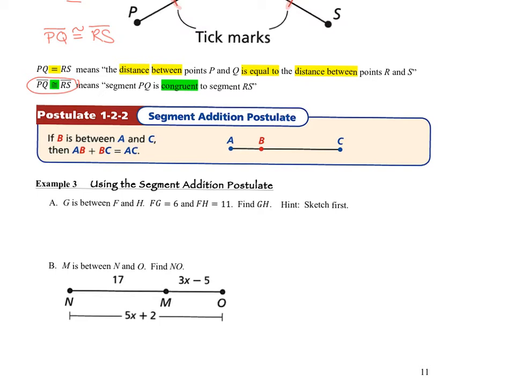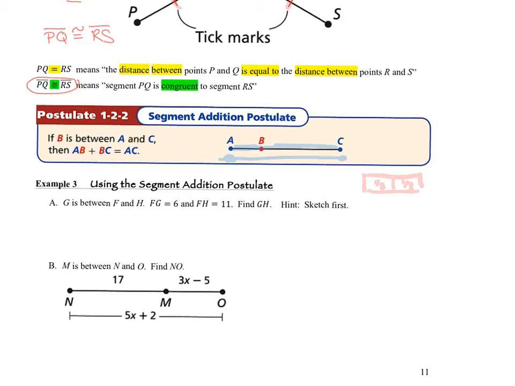Okay, segment addition postulate. Segment addition postulate says if you take 2 segments, like AB and BC, then it adds up to the total segment of AC. So the 2 parts add up to the whole. It would be like if I broke a candy bar in half, the half and the other half make the whole candy bar. You just add them together.